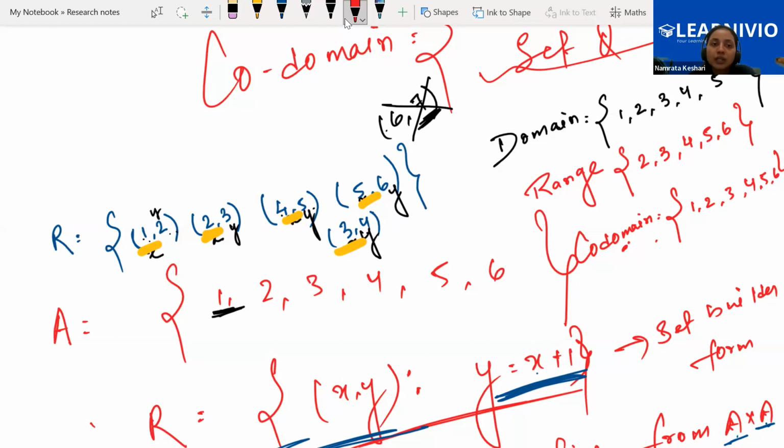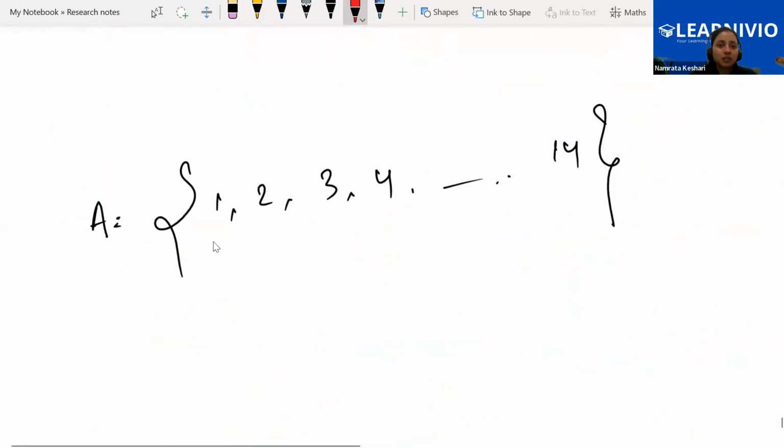Or you can also say domain is all the first elements from our relation, from the ordered pairs we have written in the relation. From there, all the first elements. Range is all the second elements from the relation R. Let's do a few more questions to make it more clear. Relation R is defined from A to A.